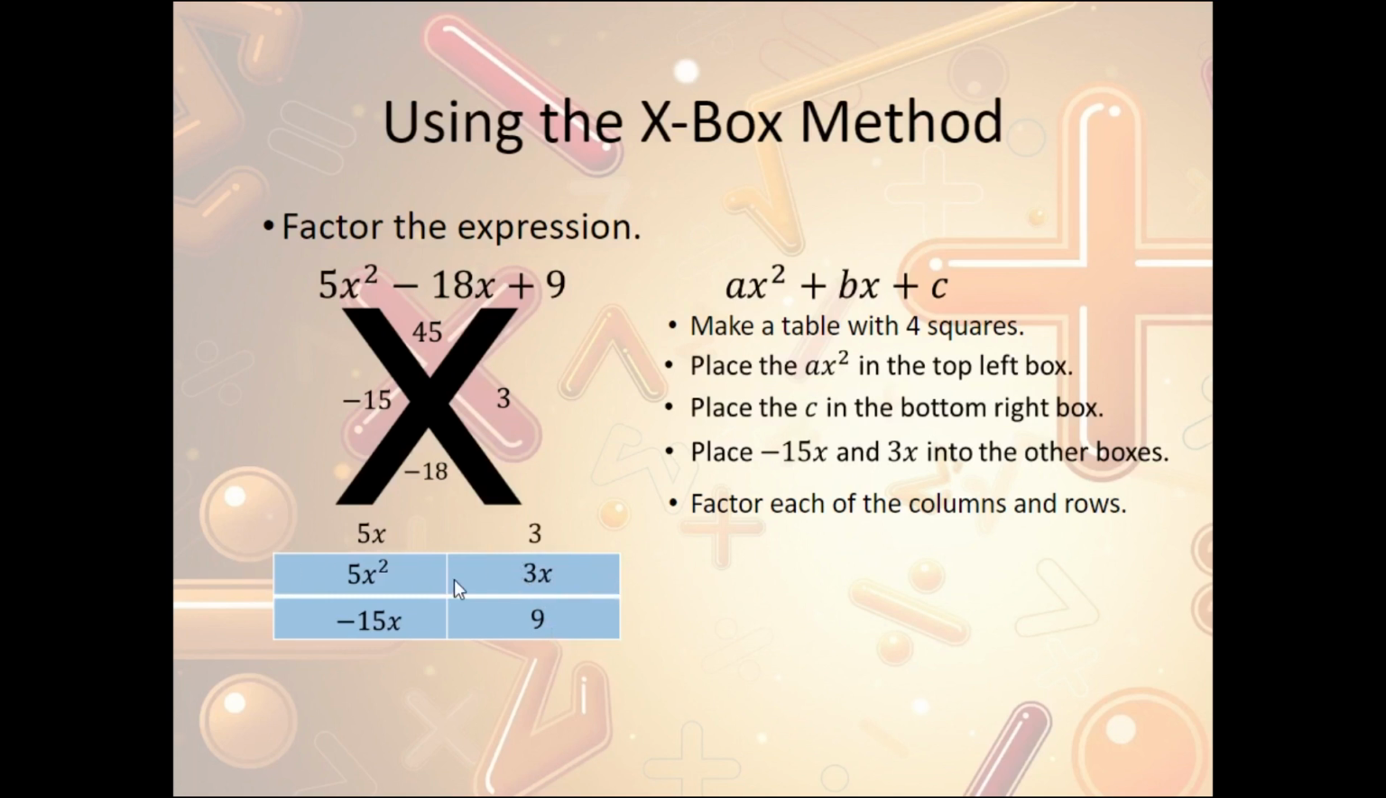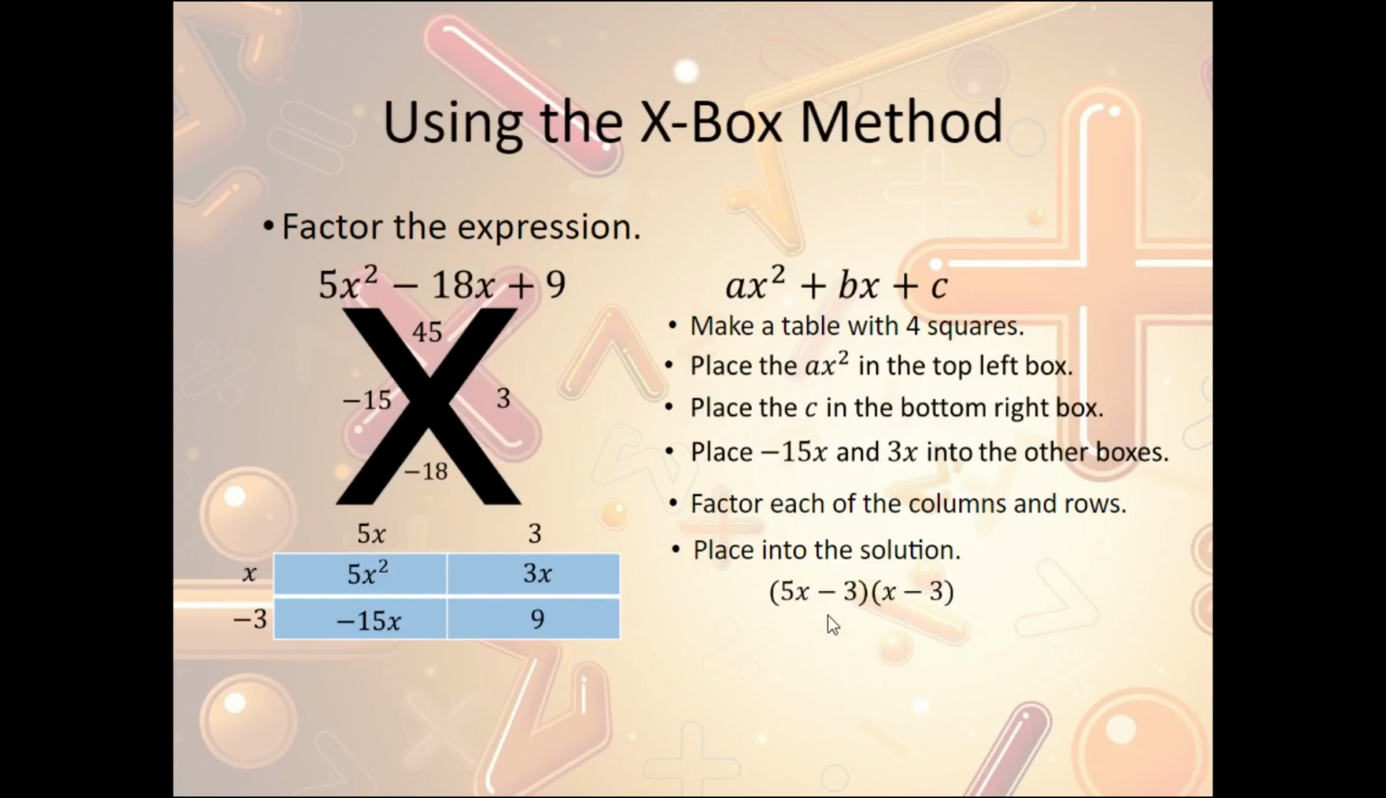Then we go across ways. So we have 5x squared and 3x. Well, the only thing in common there is an x. And then 15x and 9. Well, we have a 3 in common there. So now we have 5x and 3 and x and 3. And now we just place it into our solution. And now we're just going to check the signs to make sure they're correct. We know that the signs need to match so that it's 9, which they do here.